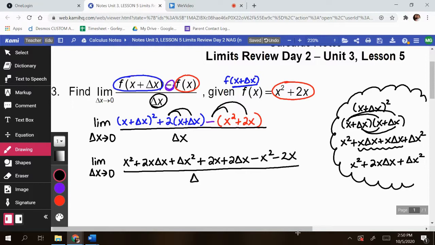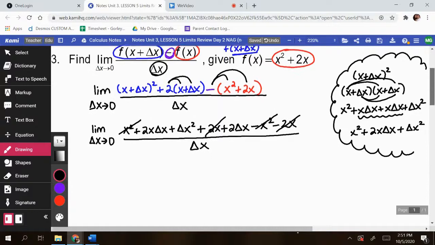Now this looks long and ugly, but I should expect that some things will cancel. For example, here we have x squared minus x squared. That goes away. 2x and negative 2x becomes 0. That goes away. And that's really it. What am I left with after that cancellation? We're left with 2x delta x plus delta x squared plus 2 delta x, all over delta x.